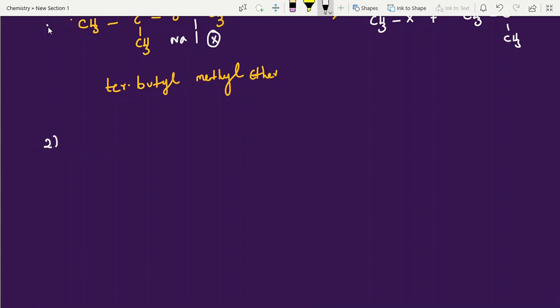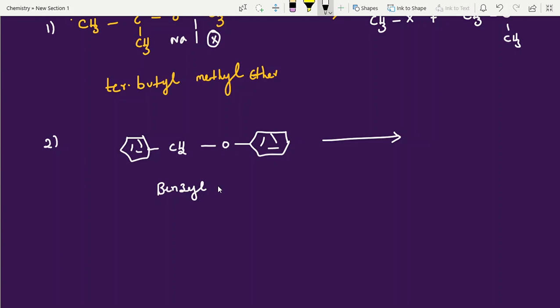Second one. This is the first one, CH2O. This is the benzene group. Here, how to prepare? What are the substrates? Give the substrates. This is what? Benzyl phenyl ether, benzyl aryl ether.